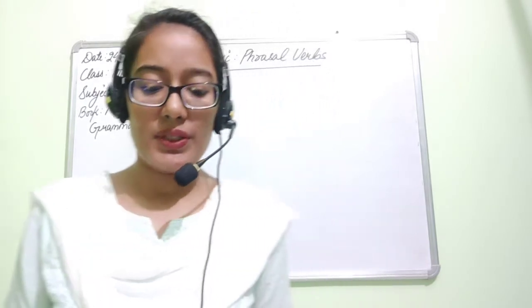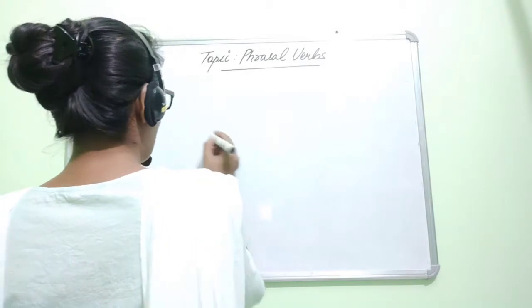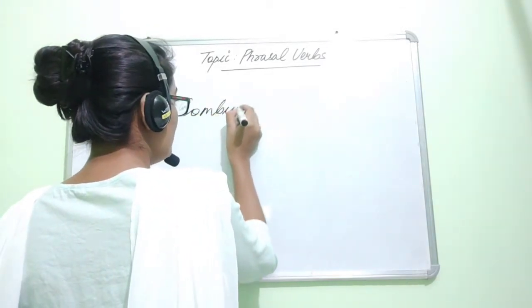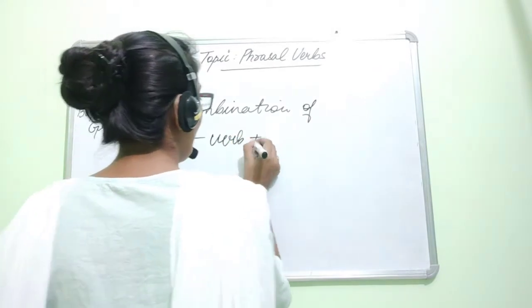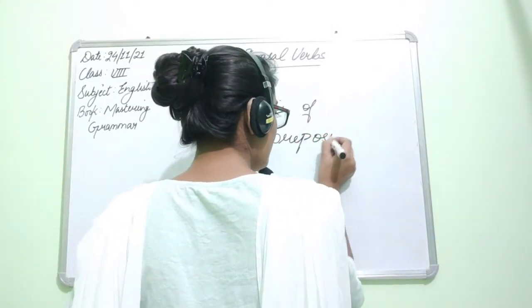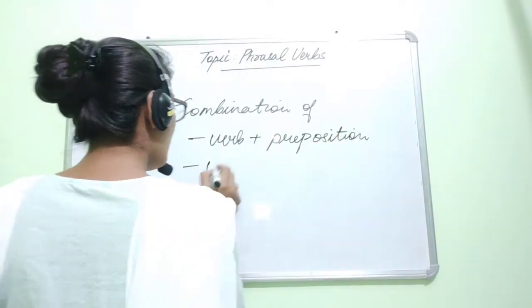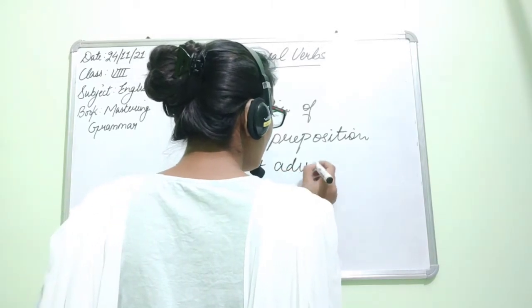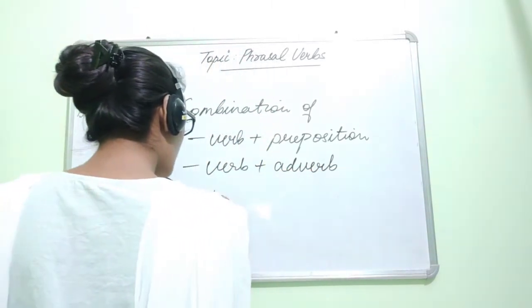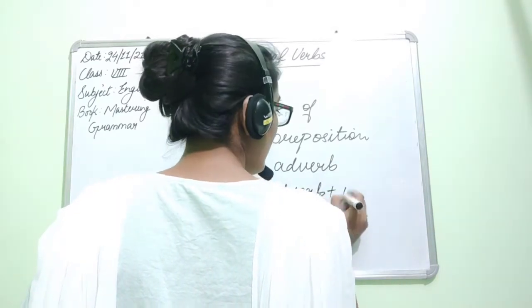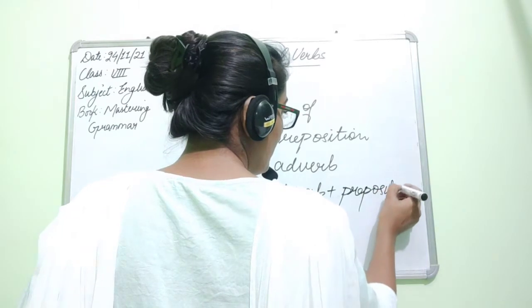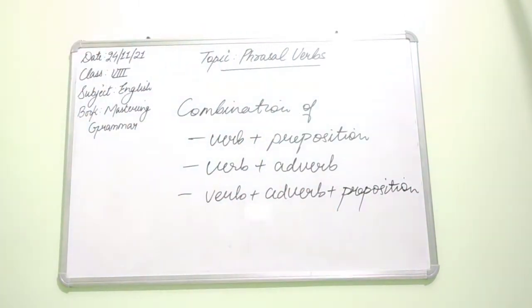Okay, so what are phrasal verbs? The combination of a verb and preposition, verb and adverb, or verb with an adverb and preposition. It means a combination of verb and preposition, verb and adverb, and verb with an adverb and preposition. This combination is called a phrasal verb.